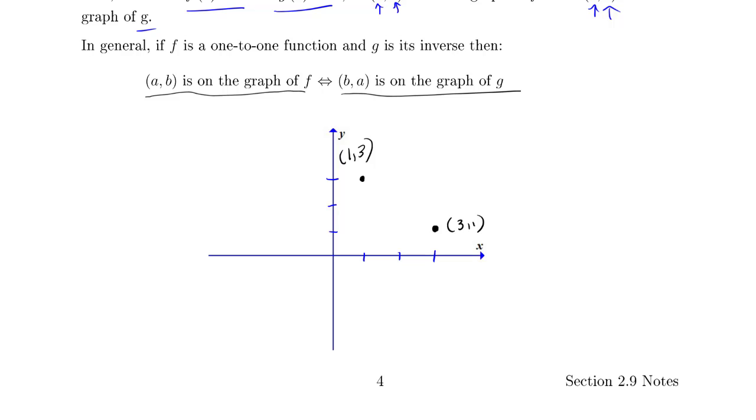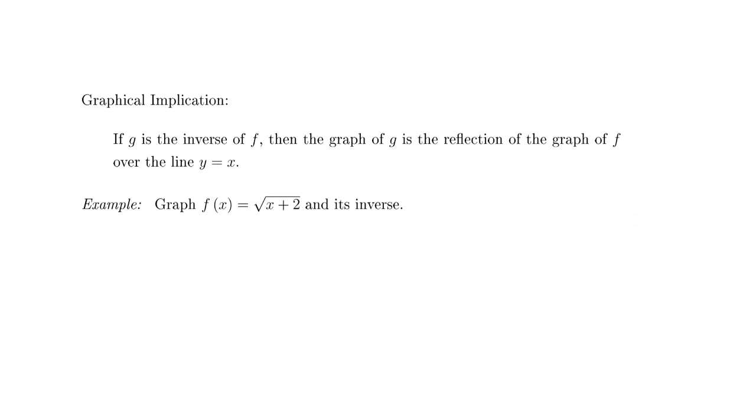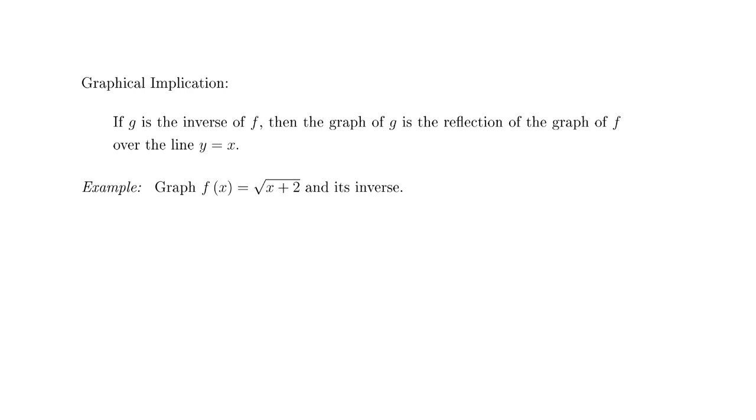And what are we really seeing? We're actually seeing that these are places along the line y equals x where you wouldn't even notice such a switch because the a's and the b's are the same in that case. So in this case here, things would stay right as they are. Everything else ends up being a reflection over this line y equals x. And that's what we've stated here. If g is the inverse of f, then the graph of g is the reflection of the graph of f over the line y equals x.